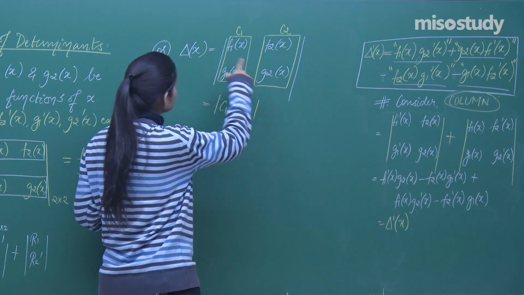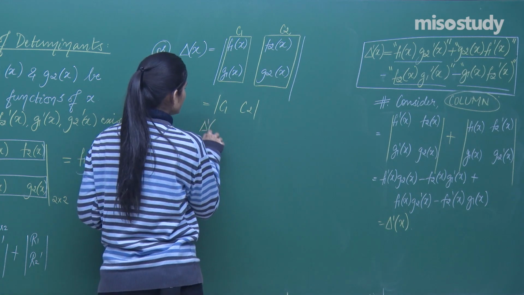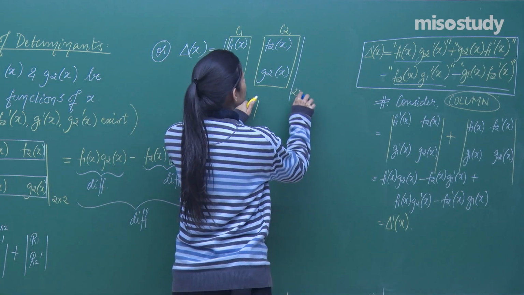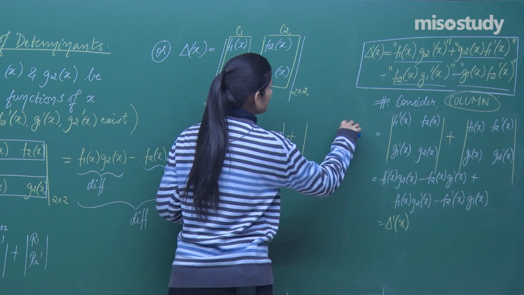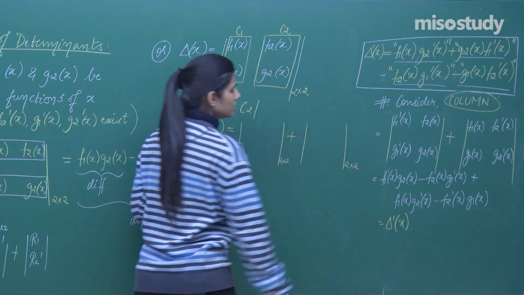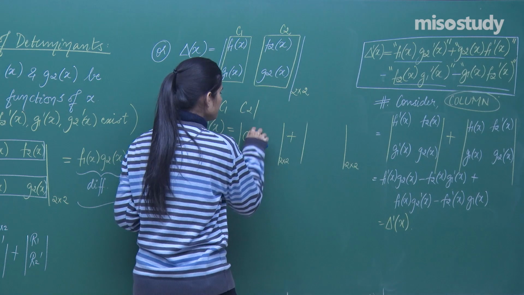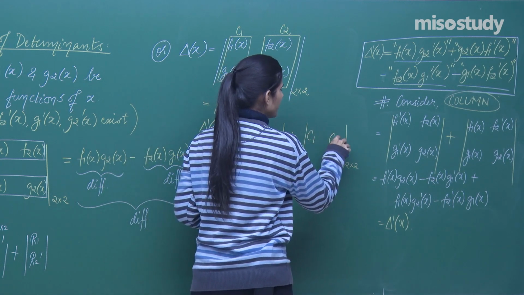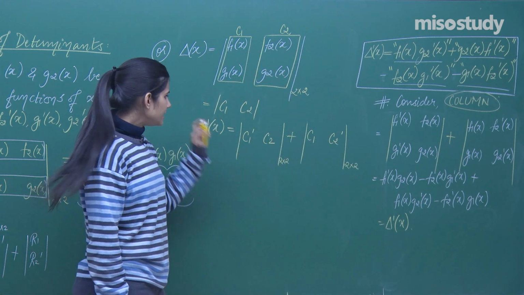So if you are writing delta x as this, that means it is made up with columns, then delta dash x is actually, if delta is a determinant of order 2 cross 2, then delta dash is equal to the sum of 2 determinants, each of order 2 cross 2, in which the first determinant is obtained when you differentiate the first column and keep the second column as it is, and the second determinant, keep the first column as it is and differentiate the second column. Is it clear? This is the drill.